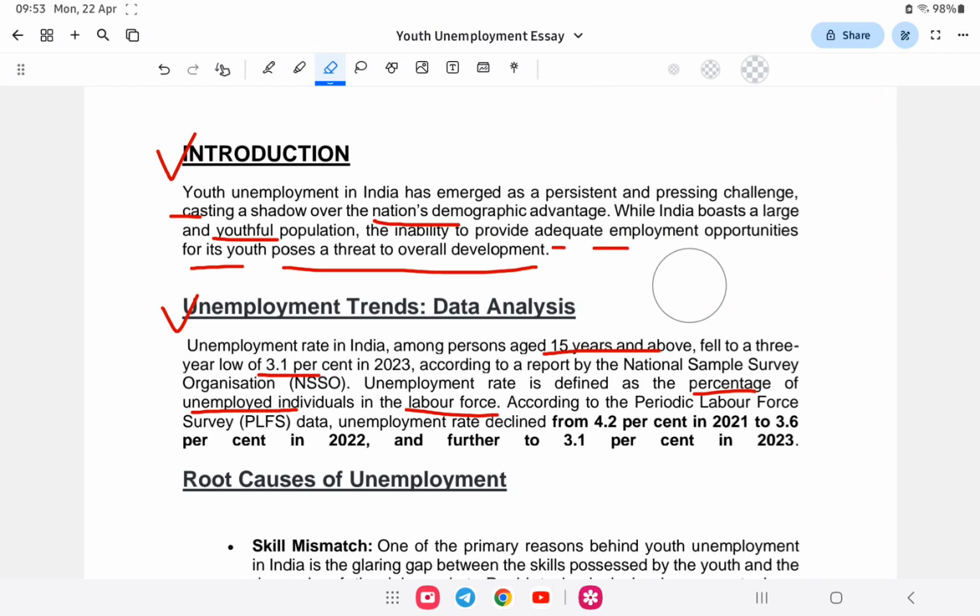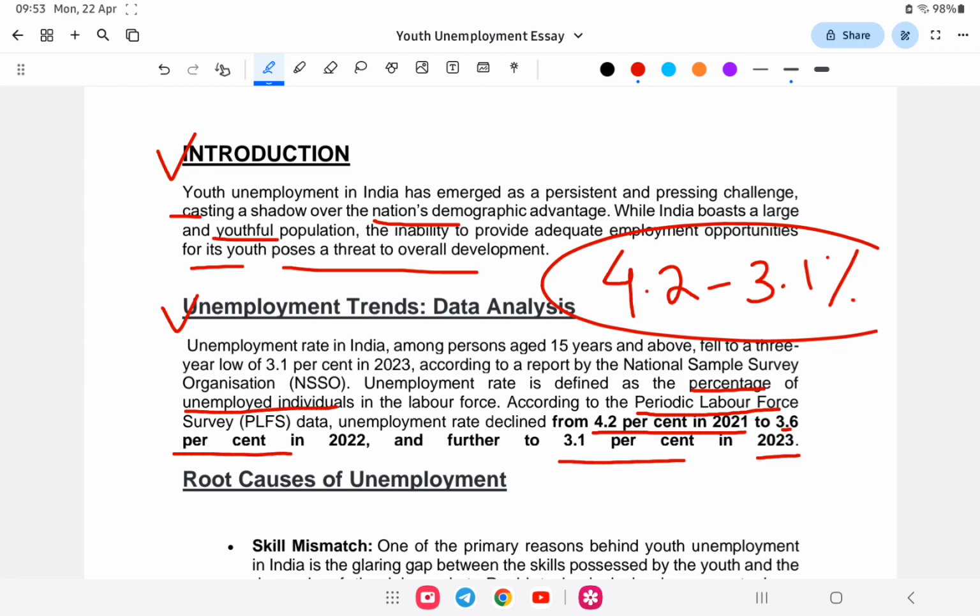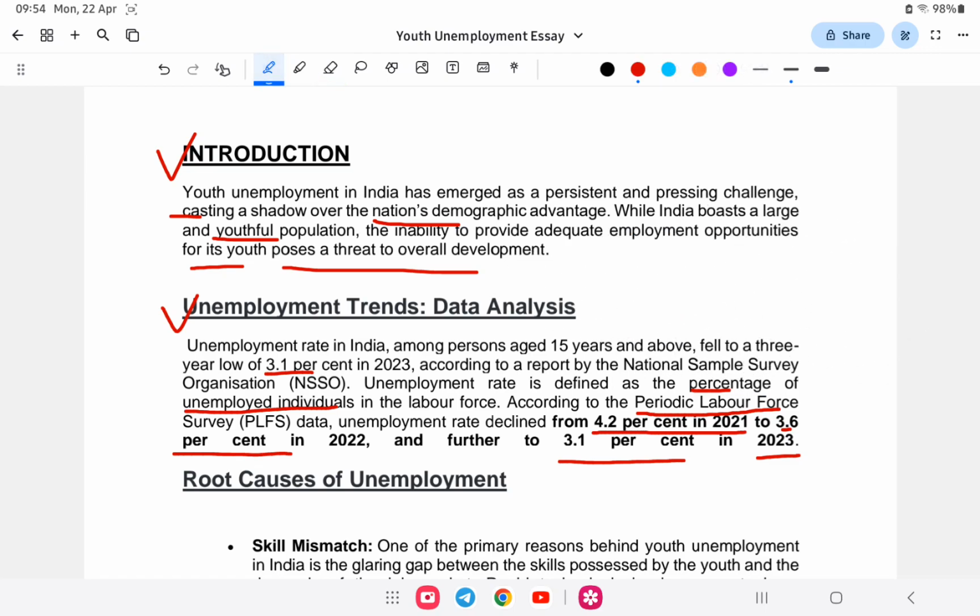So we divide the number of unemployed by the labor force to get the percentage of unemployed individuals. According to the periodic labor force survey by the Ministry of Skill and Development, unemployment in India fell from 4.2% to 3.6% and to 3.1% in 2023. That means from 4.2% to 3.1% between 2021 and 2023. This is the latest data according to newspapers, the Indian Express and the Hindu.